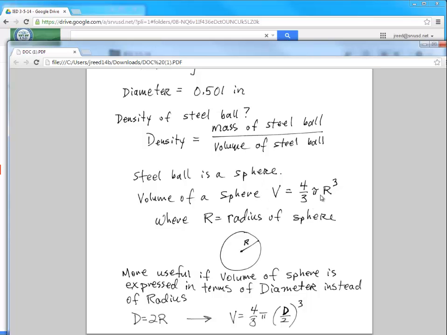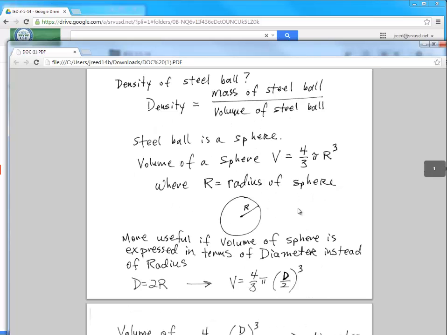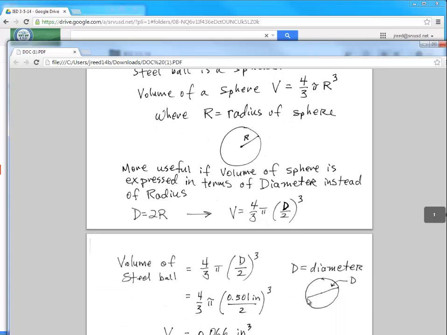So let's modify this formula to be in terms of the diameter instead of the radius of our sphere or ball. So how do we do that? Well, the diameter is equal to twice the radius, the diameter of course being the distance all the way across from one end to the other through the center. If we solve for the radius here, we get d over 2, diameter over 2, is equal to the radius. We put it into this original formula up here, and we get this formula here.